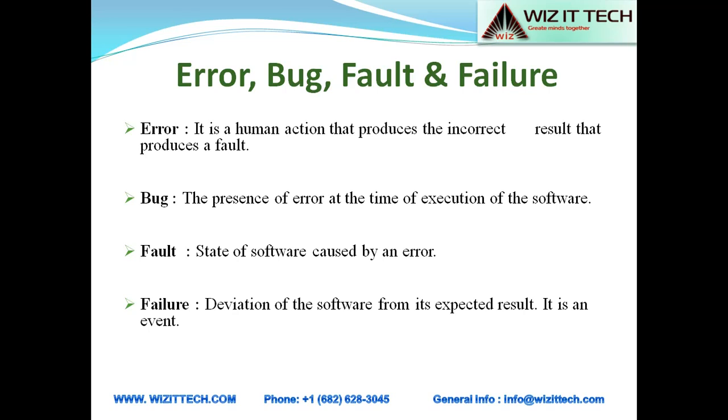And the last one is failure. Failure is the deviation of software from its expected result. It is an event, and that event is called a failure. When we are testing any application and we find an incorrect result, then we can say it is a failure. That is a failure scenario.